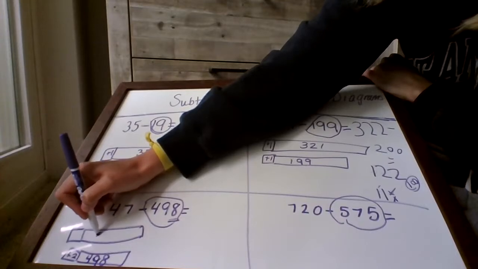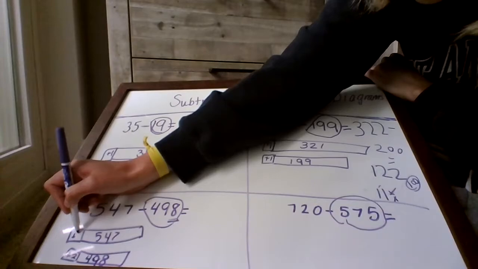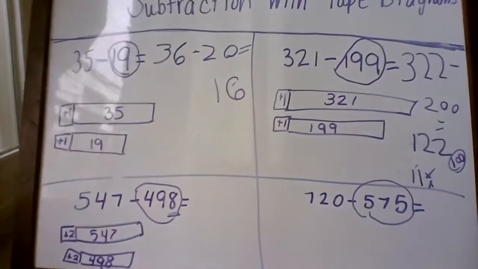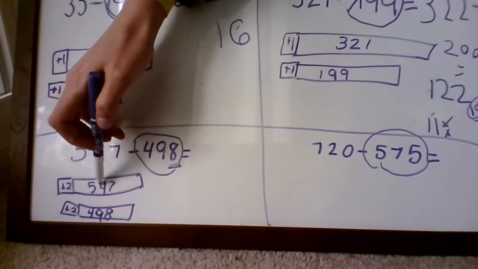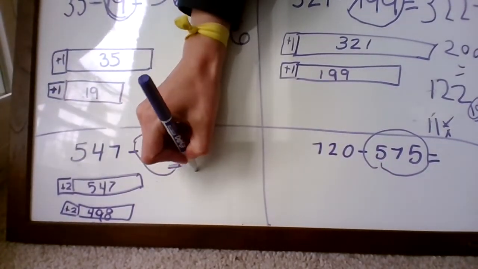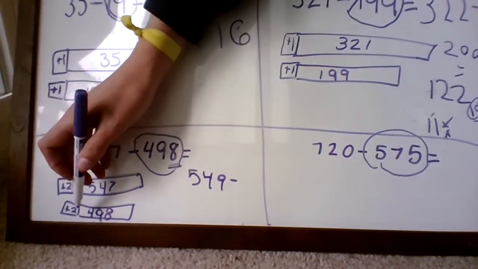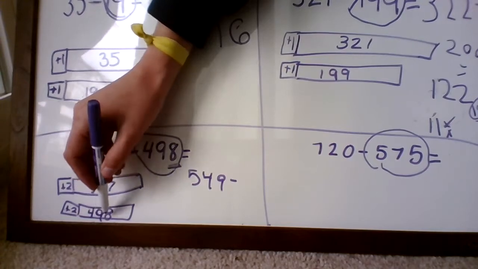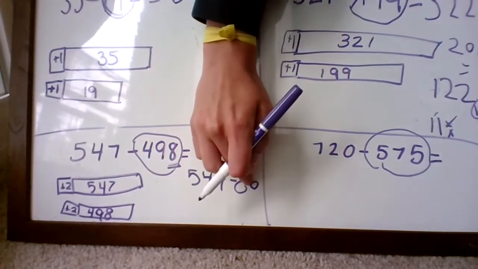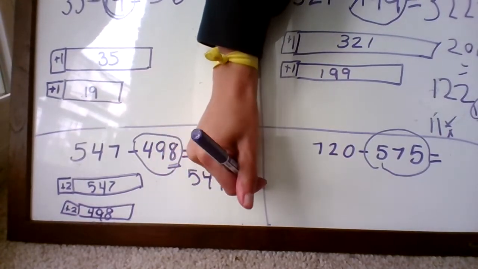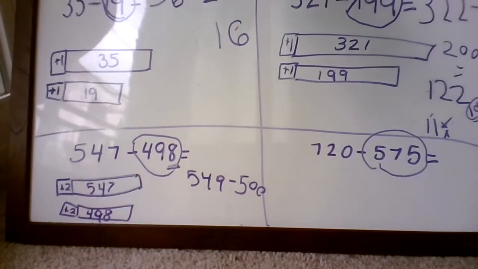And 2 to this side, because whatever we do to one side, we have to do to the other. So what is our new number sentence? Well, what's 547 plus 2? 549. Take away, or minus, what's 498 plus 2 more? 500. Oh, this one's easy. Oops, let me fix my 5. This one's easy. 549 take away 500.